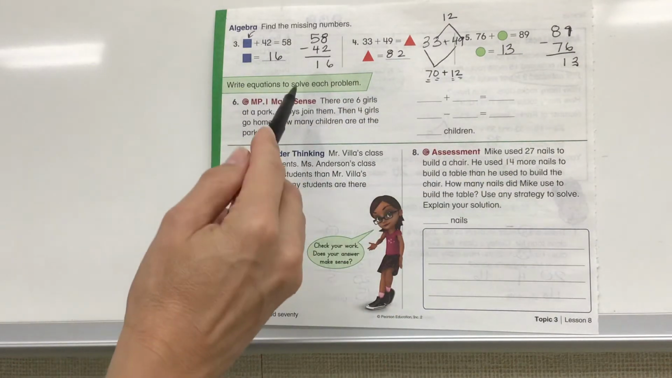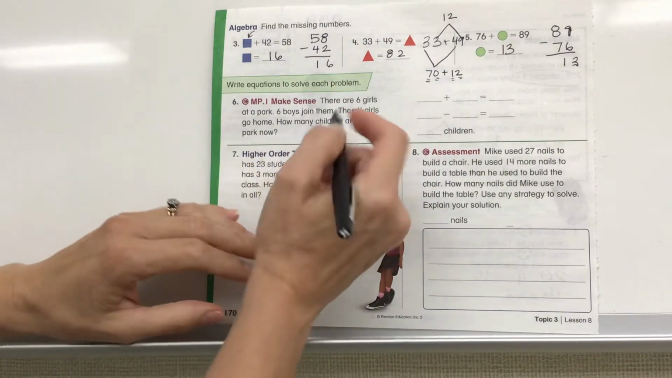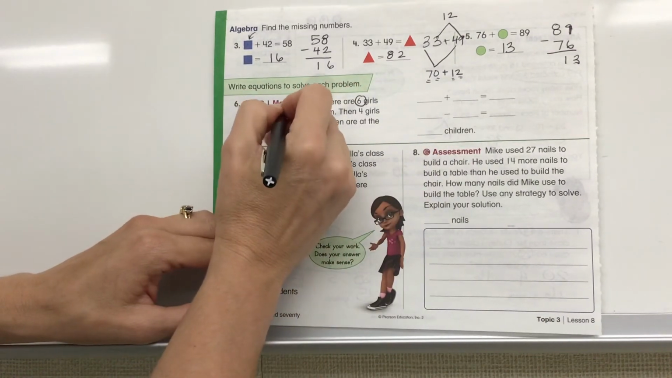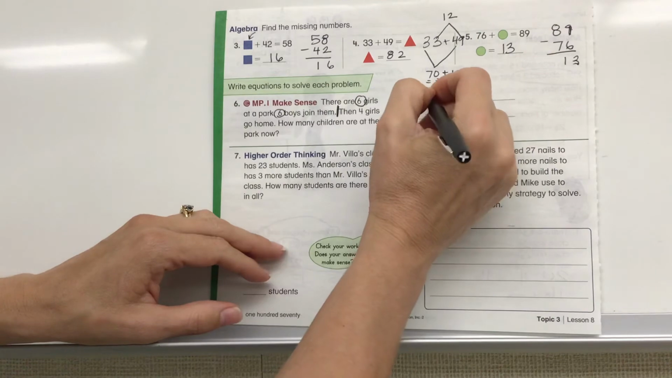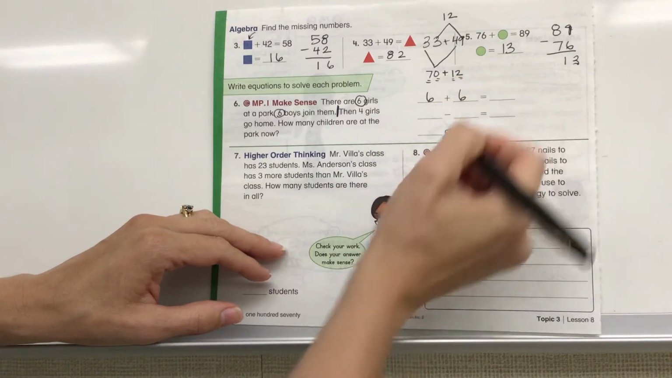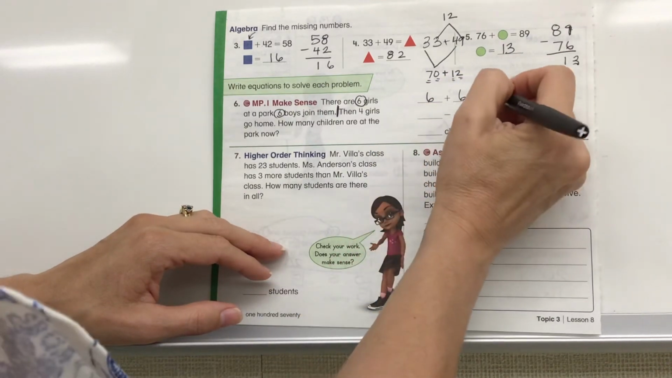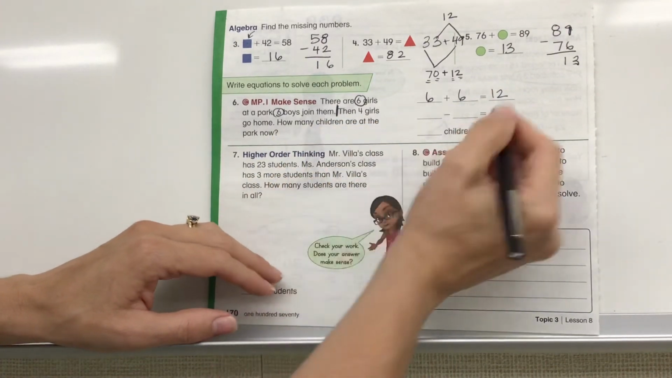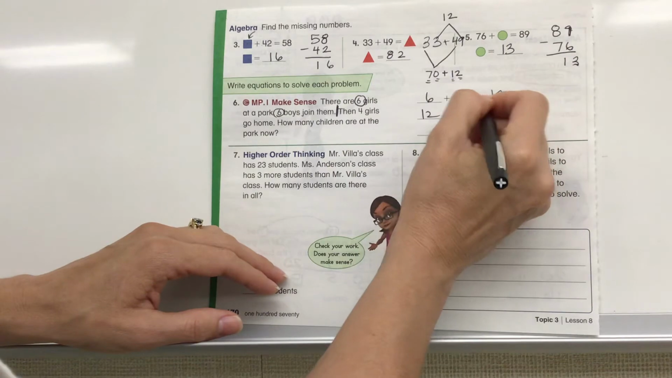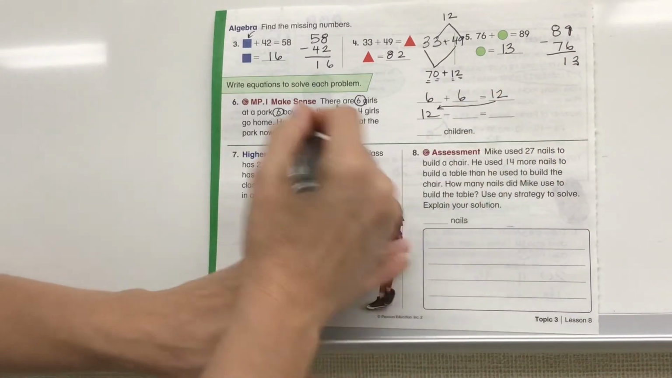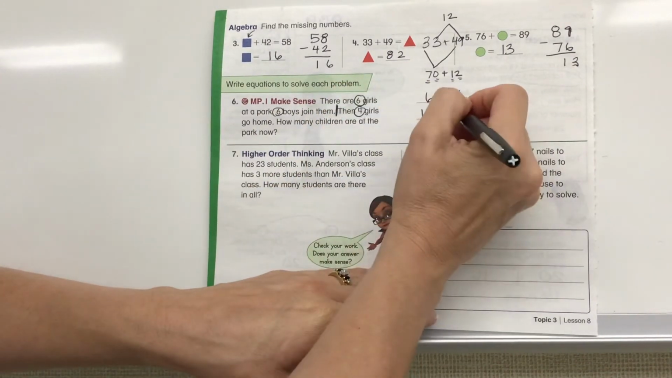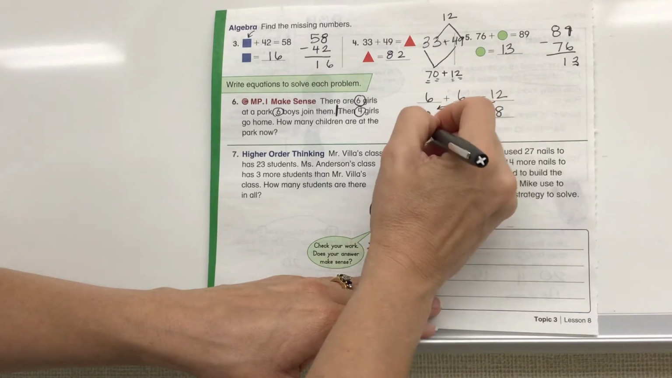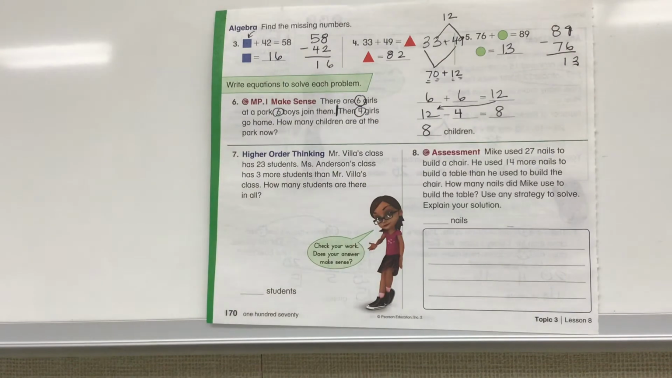All right, write equations to solve each problem. There are 6 girls at a park. 6 boys join them. I'm going to stop right there. 6 girls plus 6 boys. 6 plus 6 is 12. It's a doubles fact. Then 4 girls go home. Ooh, so we have a total of 12. Remember, we're doing our second part. 12 minus how many girls? 4. 12 minus 4 is 8. So we have 8 children left at the park.